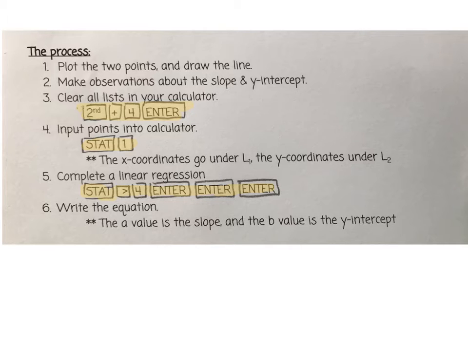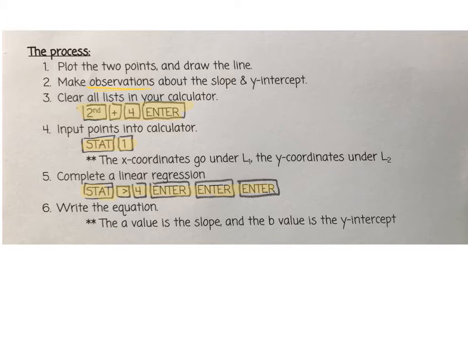So first we're going to plot our 2 points and then draw the line. Okay, so we're actually going to graph these just so that we can get a visualization of what it's going to look like. We're going to make observations. So I want to know, should my slope be positive, negative, that sort of thing? Make a good guess about the y-intercept.